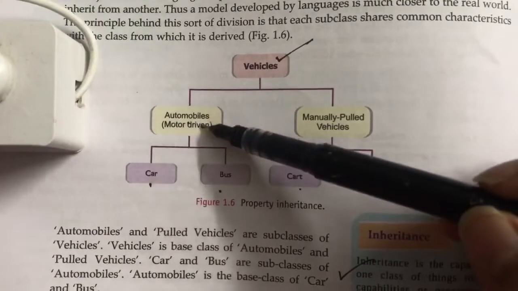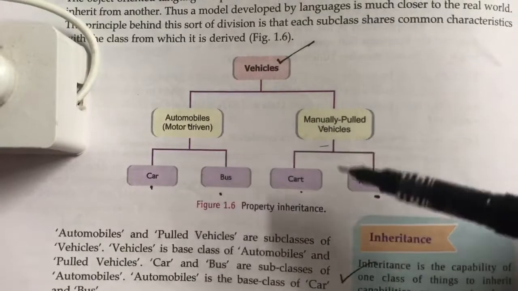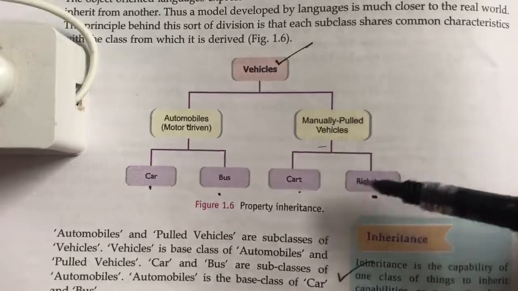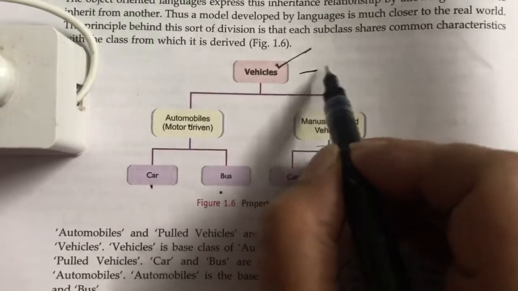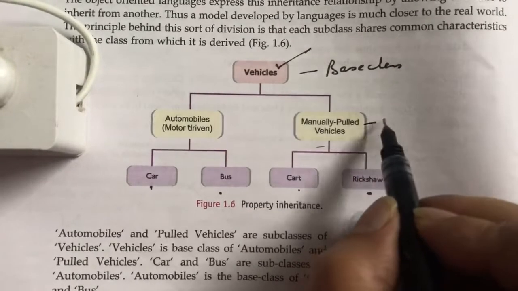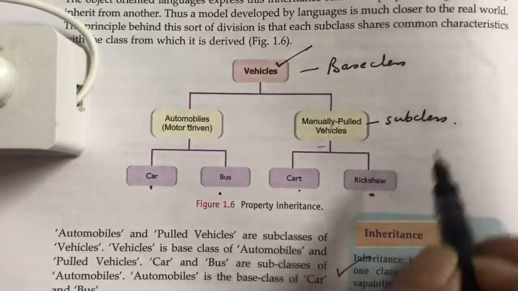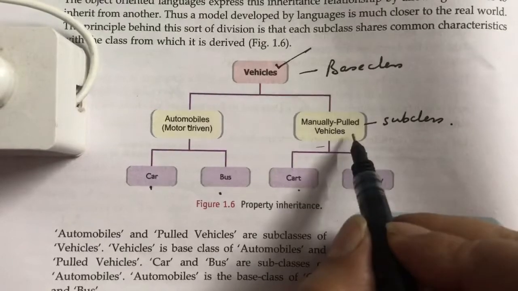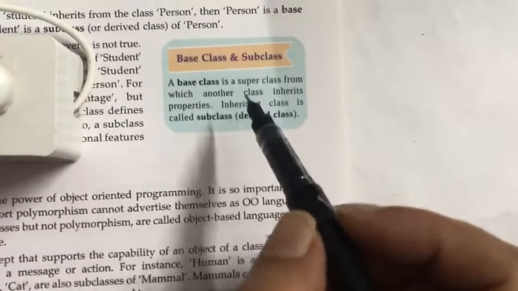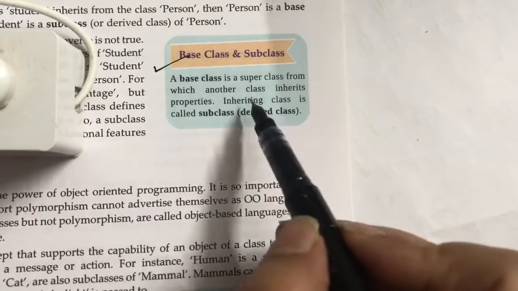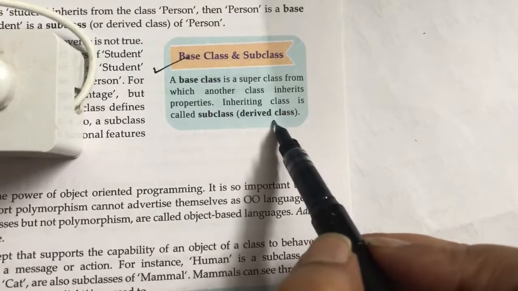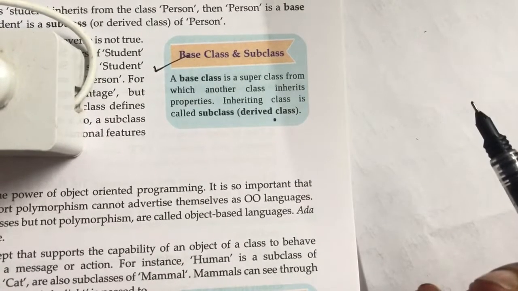That means they are inheriting the properties of automobile. They are inheriting the properties of manually pulled vehicle. Okay, so we call this the base class, and we call this the subclass, and this can also be a subclass of this base class. So this is the definition. What is the base class and the subclass? The superclass is the one from which another class inherits properties, and this is the subclass which will take the properties of the base class.